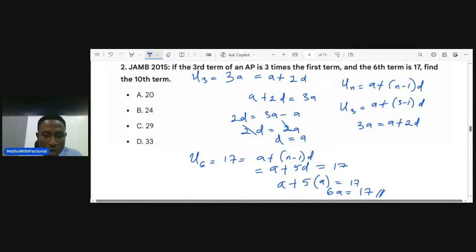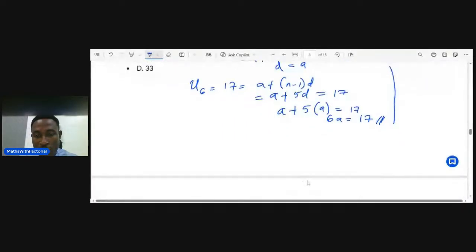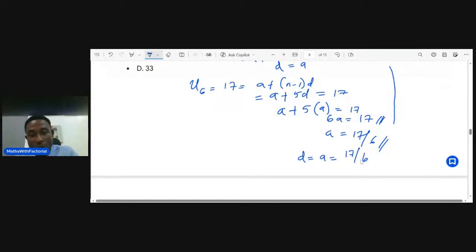So now that we've gotten 6A to be 17, we can now say our A is what? You are dividing both sides by 6, right? A equals 17 over 6. Let's note that already. But don't forget also that your D equals A, which is equal to 17 over 6. So your first term is the same thing as the common difference.